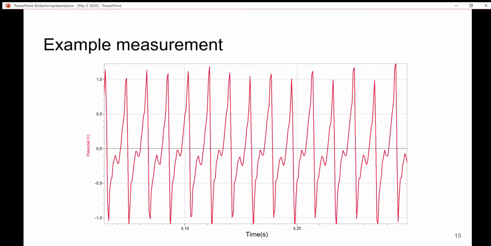This is an example measurement, but this is not quite the movement of the string, because also the electromagnet induces a certain voltage in the sensor.